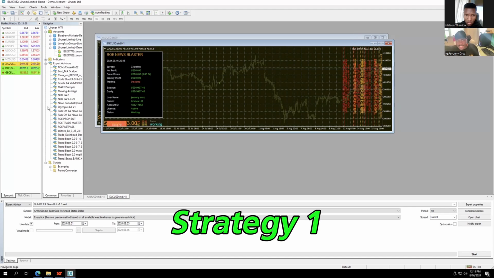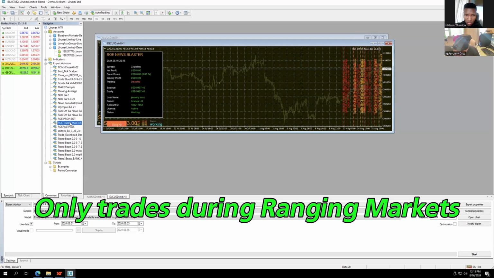For the first strategy, I wanted to only trade during ranging markets. To detect these ranging markets, I wanted to look at support and resistance levels, things like that, without some MACDs, just identifying the trend. So I'll run a demo to show you what that looks like.